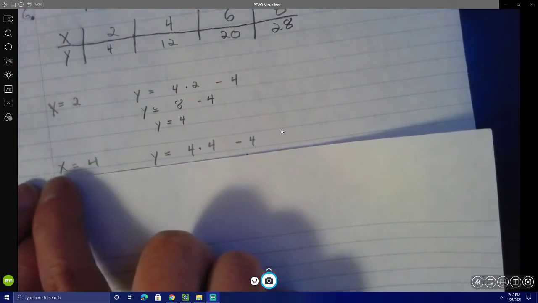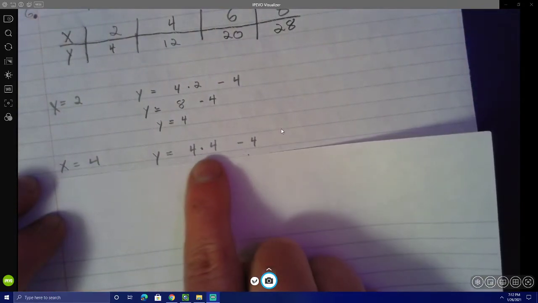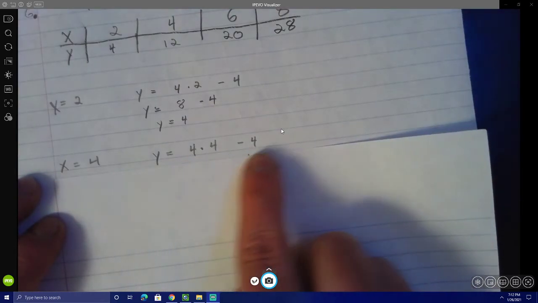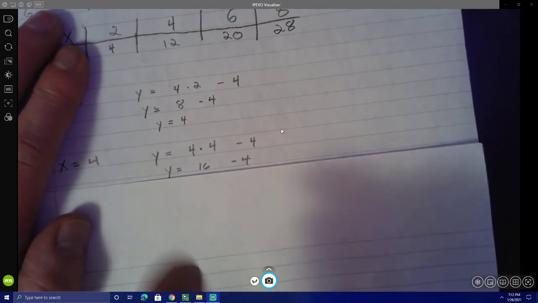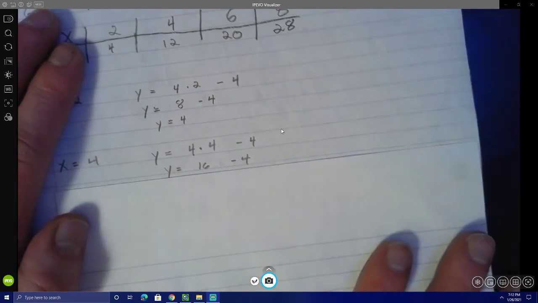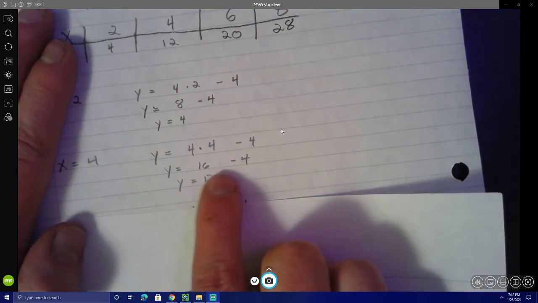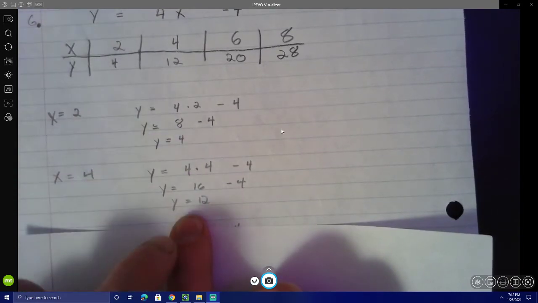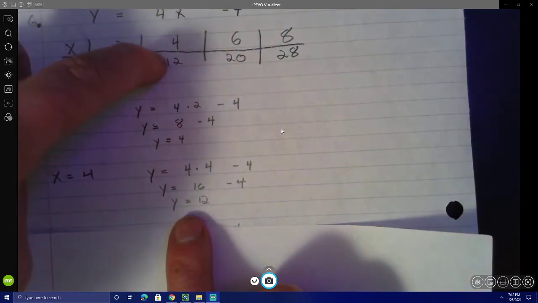Here, I set x equal to 4 and substituted in for my equation. I get y equals 4 times 4 minus 4. I know I have to do that multiplication first, so I get y equals 16 minus 4. And once I do that final subtraction, I get y equals 12. I then take that value for y and plug it into my table.